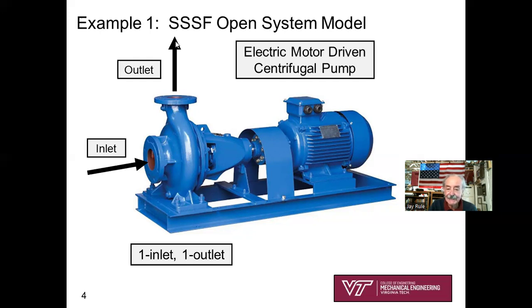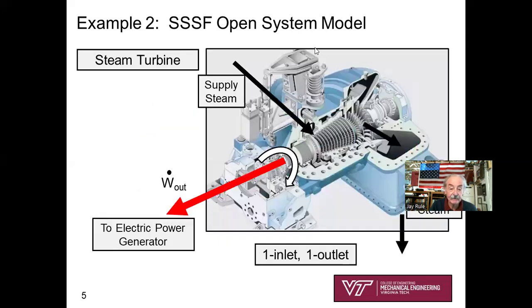And for it to be steady state, steady flow, the inlet pressure is constant. The outlet pressure is a constant value. The inlet temperature is some constant value. And the outlet temperature is some constant value, and on and on. Classic example of steady state, steady flow, real world, open system process. One inlet, one outlet.